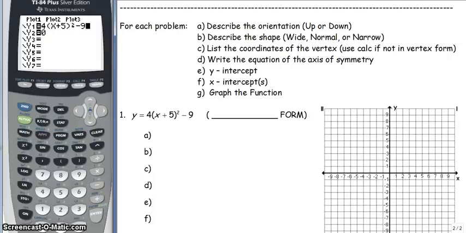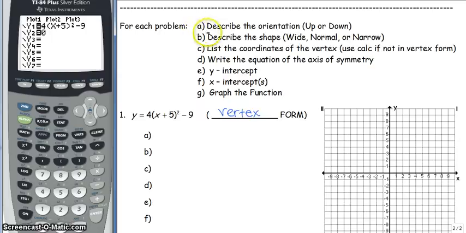Alright, so when we graph these parabolas, they're going to have several different parts to them. Let's look at number 1. We've got y equals 4 times the quantity x plus 5, quantity squared, minus 9. When we compare the two forms from above, we can see pretty obviously that this is going to be in vertex form. That just means that we can take the vertex out of the equation.